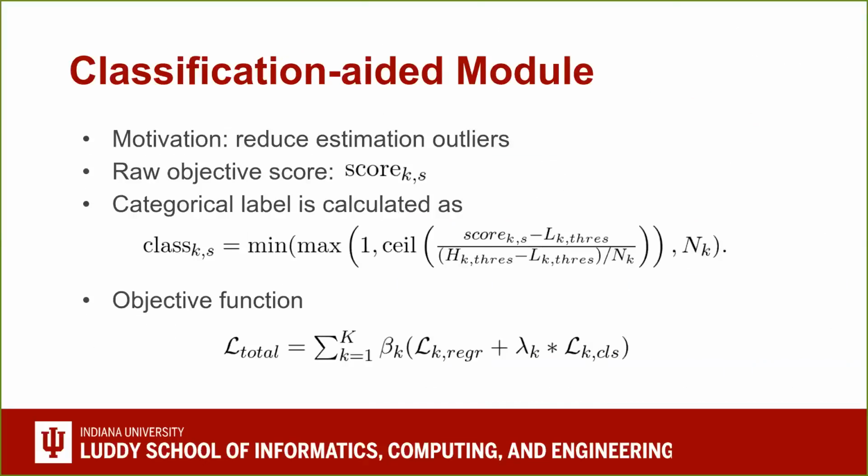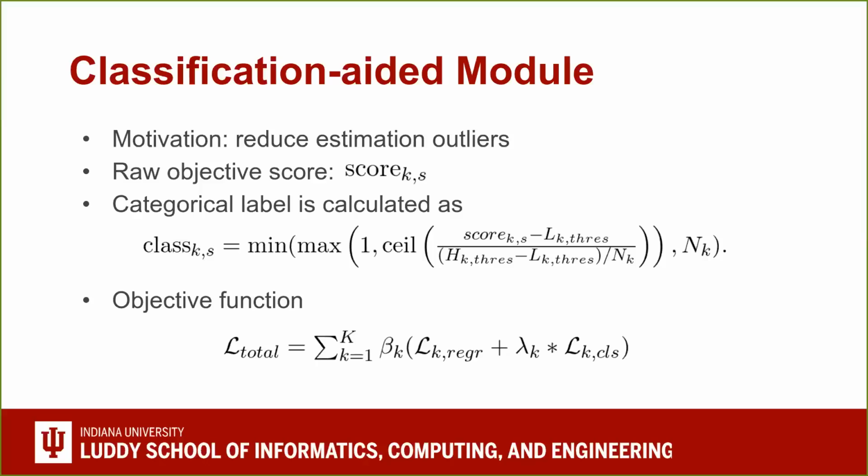From our previous work, we found that jointly predicting the class and true objective score can further reduce estimation outliers, so a classification-aided module is adopted here. For the case task, two training targets are simultaneously predicted. One is the raw objective score of the speech signal, and the other is the corresponding categorical class.